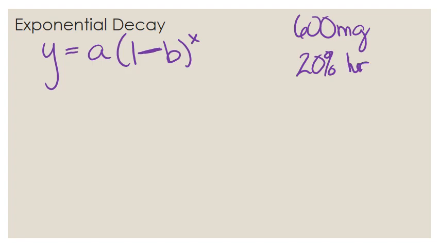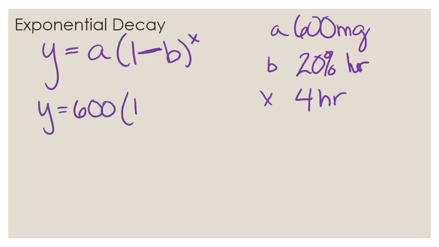And I want to know what's left after 4 hours. Okay, so I would label, this becomes my A, this is my B, this is my X. I have an initial value of 600 milligrams. I've got 1 minus 0.20, convert that to a decimal. I'm wondering what I have left after 4 hours.